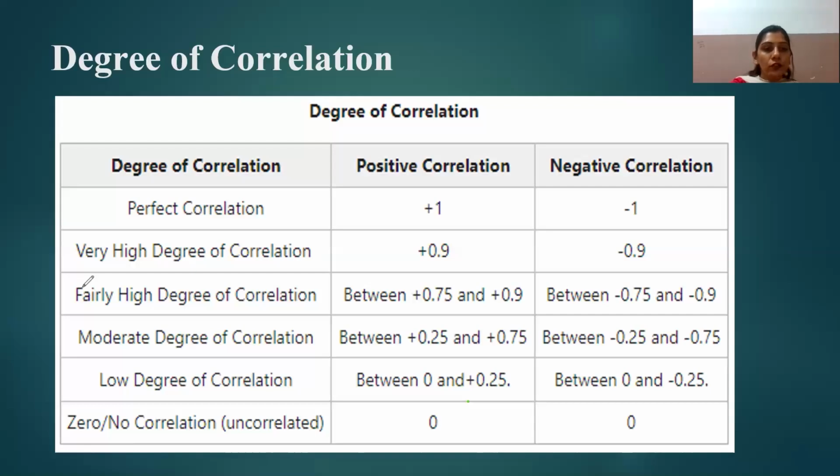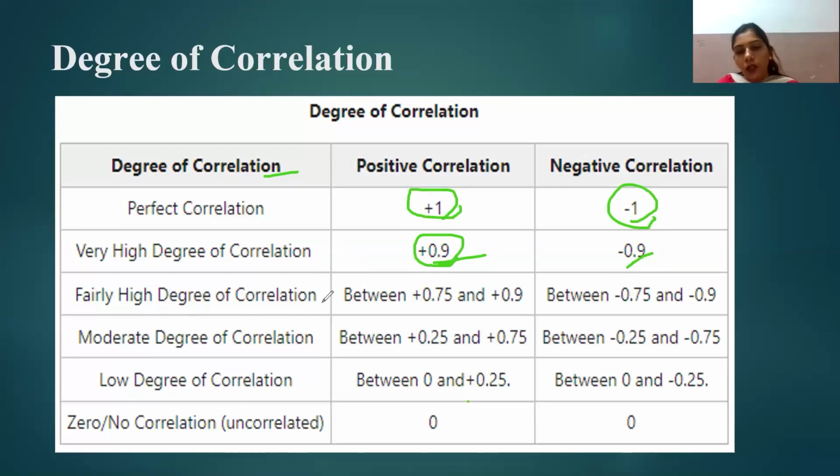As you can also see in this table of degree of correlation, as I have discussed, +1 is a perfect positive correlation and -1 is a perfect negative correlation. If we talk about a high degree of correlation, it is near to 1. The value of positive correlation is near to +1 and the value of negative correlation is near to -1. This is the case of a very high degree of correlation.